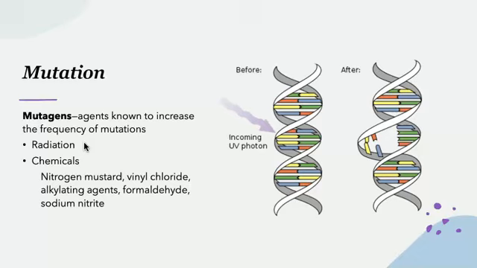We also have non-ionizing radiation. This can include UV light, and this could induce pyrimidine dimers that basically cause mutations during replication. And we know that, of course, UV rays from sunlight can cause skin cancer.